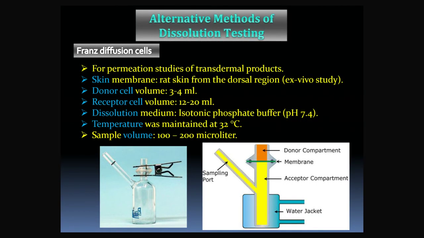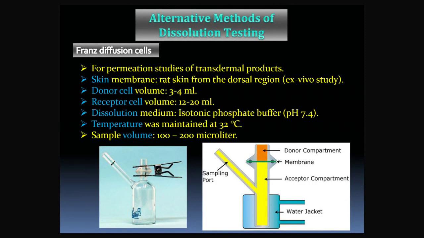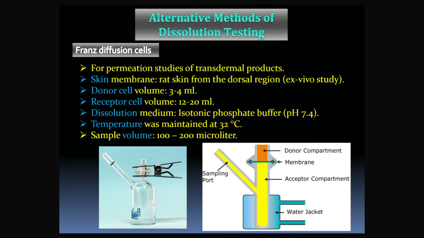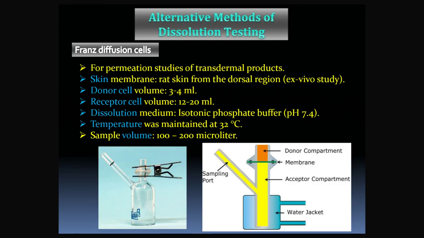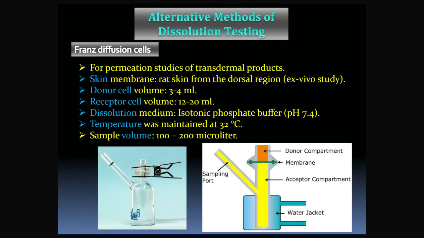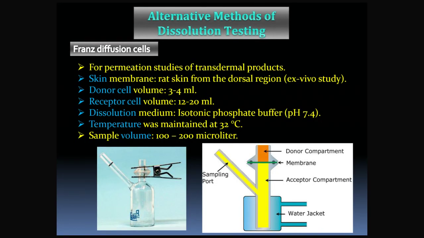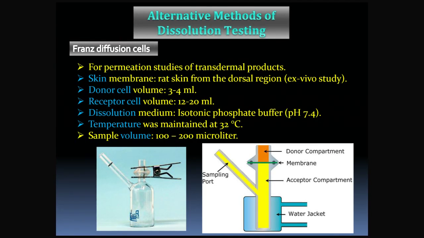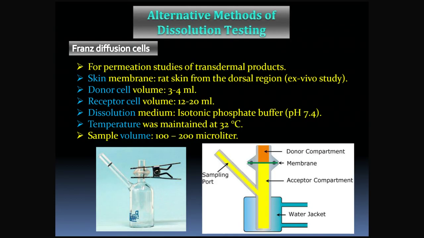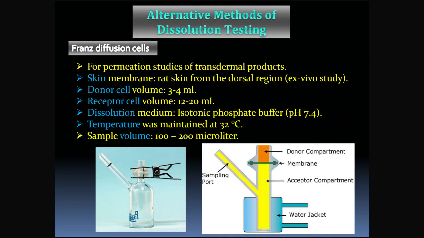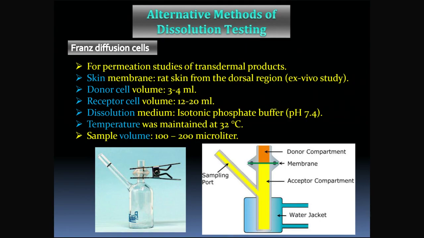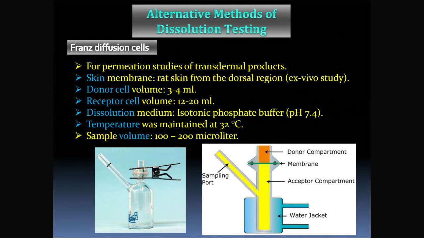Moving beyond standard dissolution vessels, the Franz diffusion cell provides a vertical bicompartmental architecture designed specifically to quantify the molecular flux across a biological or synthetic membrane. The drug moves from the donor compartment through a skin membrane, typically ex vivo rat tissue, into a receptor cell containing an isotonic phosphate buffer at physiological pH 7.4.